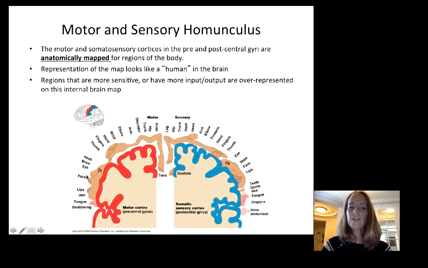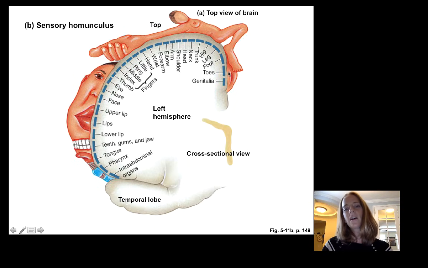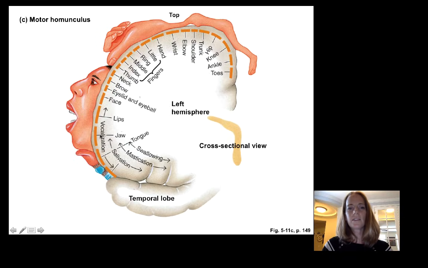And areas that are larger tend to have more brain space dedicated to them, and so these areas will be more sensitive. So you know that your lips are very sensitive, your fingertips are very sensitive, your forearm not so much, and we're actually going to test this in lab. So here's a closer view of the somatosensory homunculus, if you're curious there. And here's another closer view of the motor homunculus, or the tiny map in the motor region of the brain.